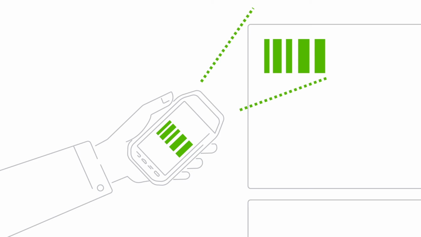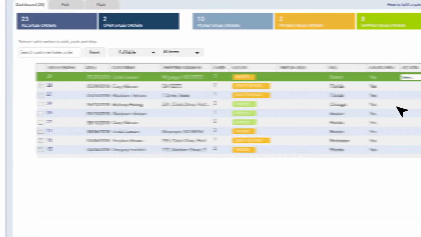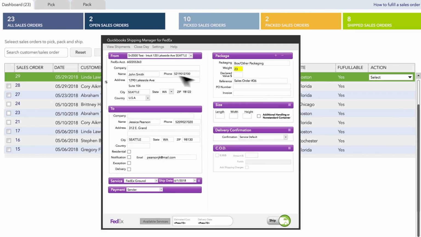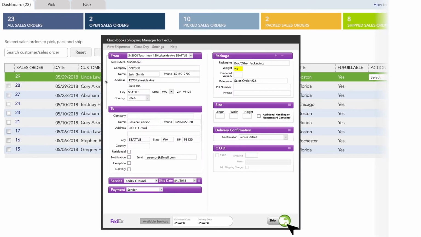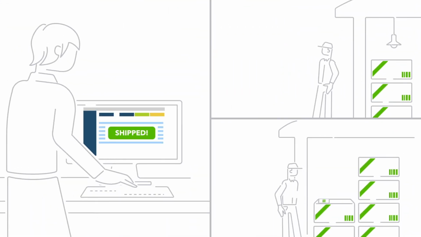Once the order is picked, you'll be notified on your dashboard and you can send it for packing. After it's been packed, you can use the shipping manager to fill out and print a shipping label from UPS, FedEx, or the US Postal Service. Once your order is shipped, you can mark it as shipped in your dashboard.